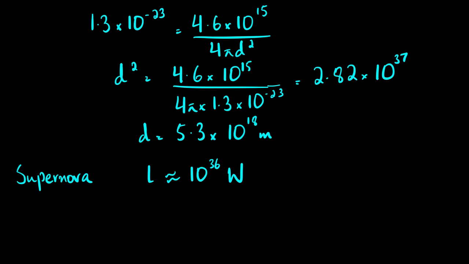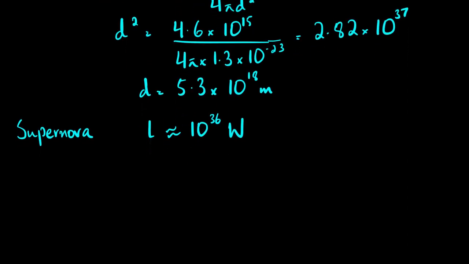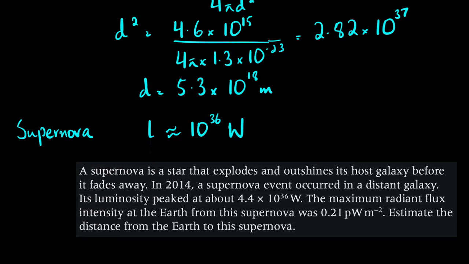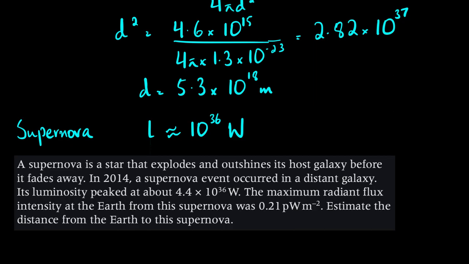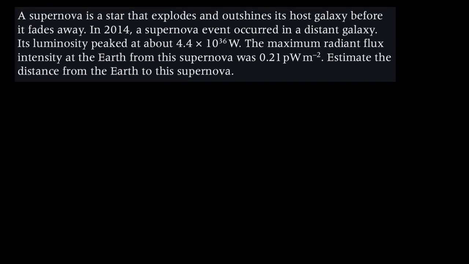Right, and again you could have the same question like the one we did above, but for a supernova, and the method would be the same. So let's have a look at this question now. A supernova is a star that explodes and outshines its host galaxy before it fades away. In 2014, a supernova event occurred in a distant galaxy. Its luminosity peaked at about 4.4 into 10 to the 36. So we know this value corresponds to L, right? This is luminosity. The maximum radiant flux intensity at the Earth from the supernova was 0.21.